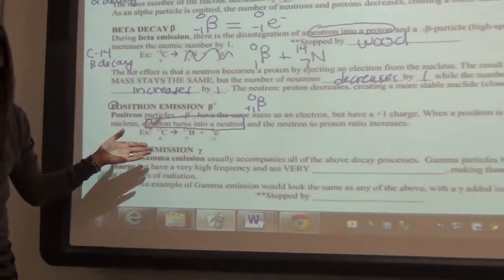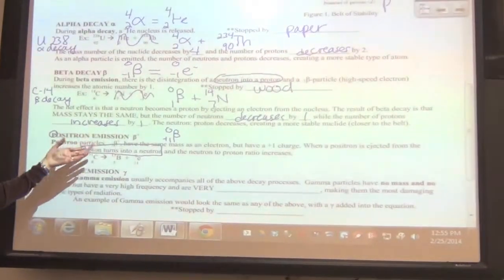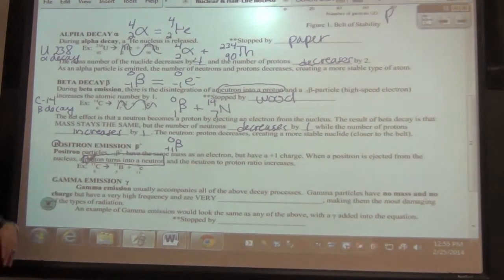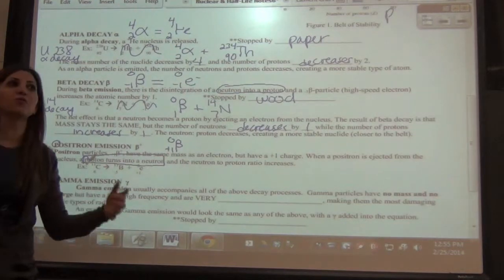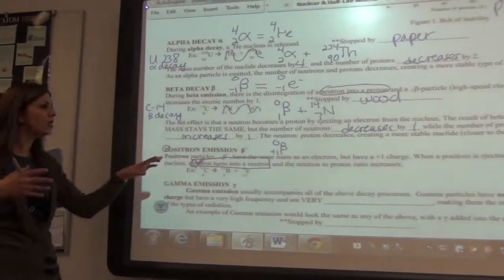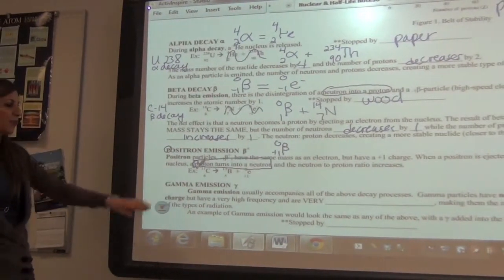So maybe on a multiple choice question, you would be asked something like this: in positron emission or in beta emission, what's happening? Is it an electron turning into a proton? Is it a proton disintegrating into an electron? Just remembering that is going to be an important piece.